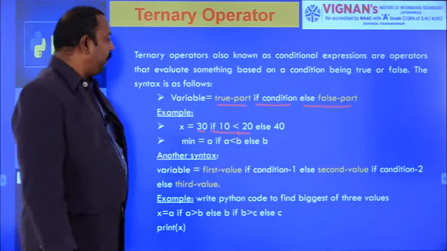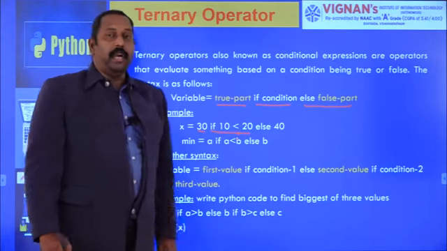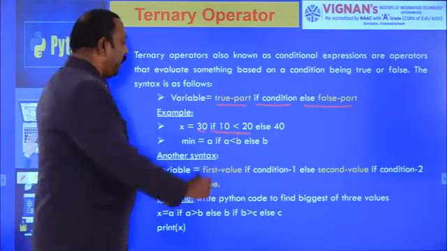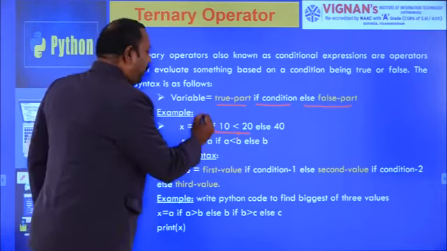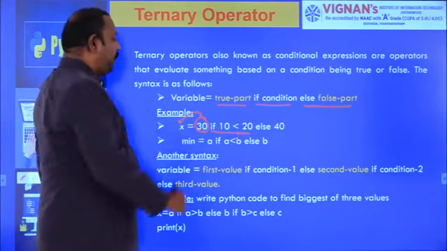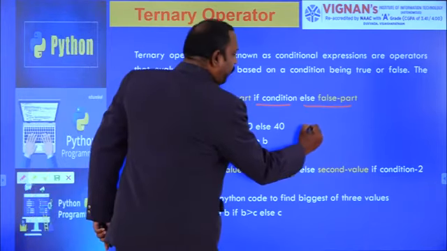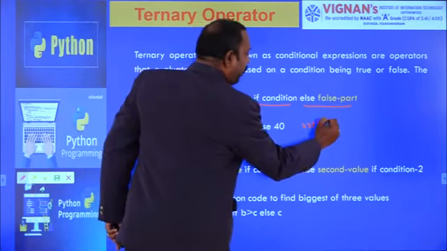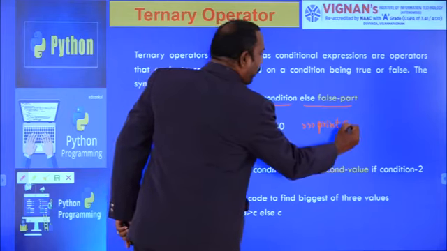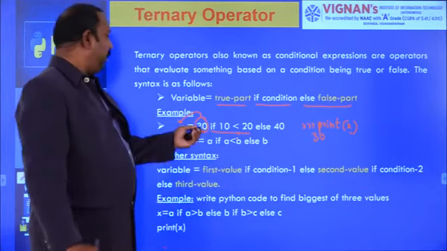In this example, 10 is less than 20, so the condition is true. Condition is true means it will execute the true part. What is there in the true part? 30 will be assigned to x. So if you write print x, you will get the value 30.